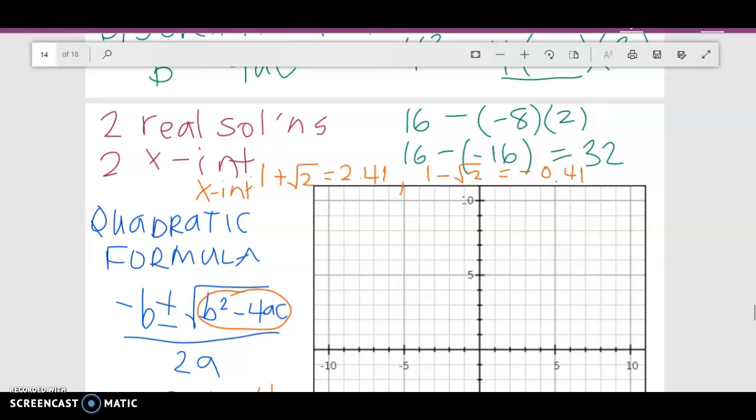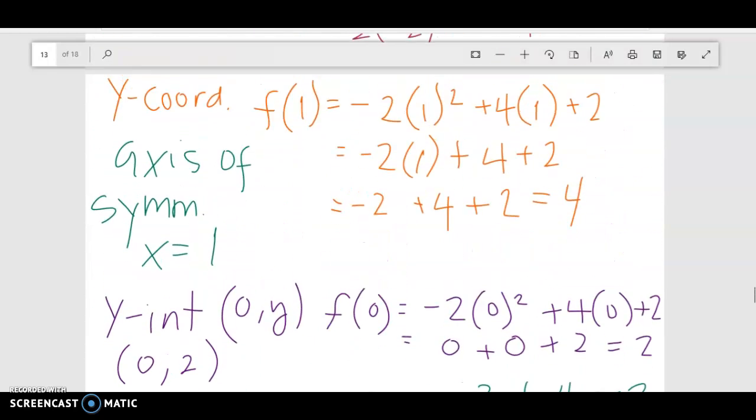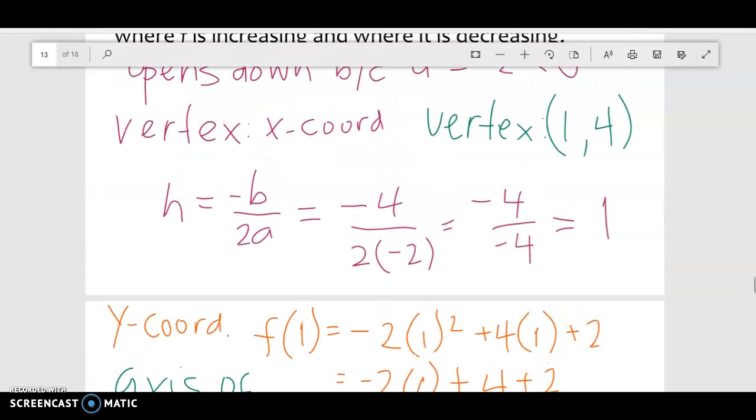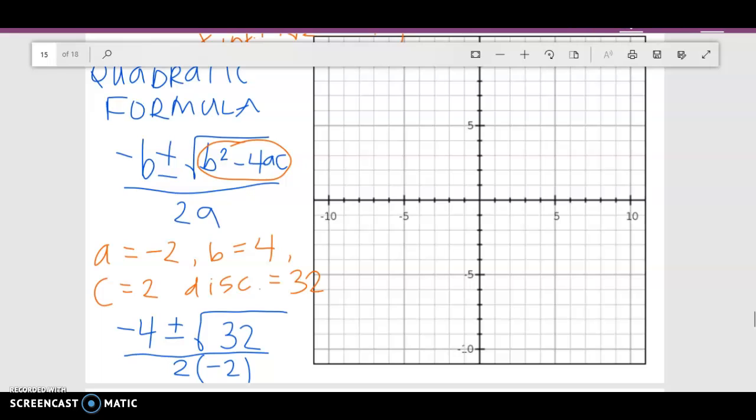Okay, all right, so we have lots of points here. First of all, I have my vertex. The vertex is at 1, 4. All right, so I'm going to come down here and I'm going to plot the ordered pair 1, 4.